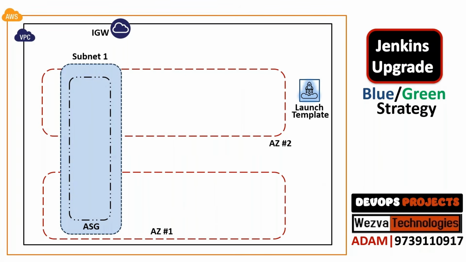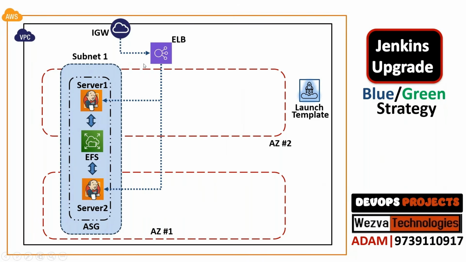Just for understanding, there is a launch template that we created, which is based out of the November AMI. And from there, an auto scaling group created a machine. Again, you want one or two machines, and there is an EFS. And to access this, you will be using a load balancer.